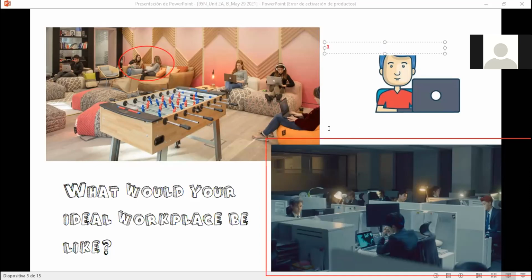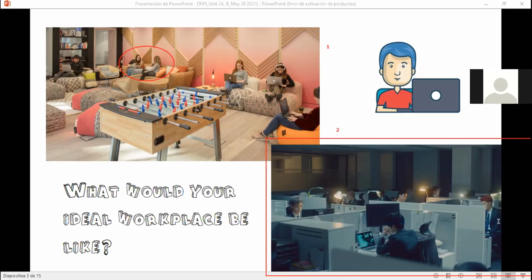And what about you, Erika Bonilla? Where would you like to work, in picture number one or picture number two? I would like to work in picture number one. Okay, picture number one. Thank you. Jennifer, what about you? Where would you like to work? In the first place. I think more comfortable. Okay, you think it's a little bit more comfortable, right?